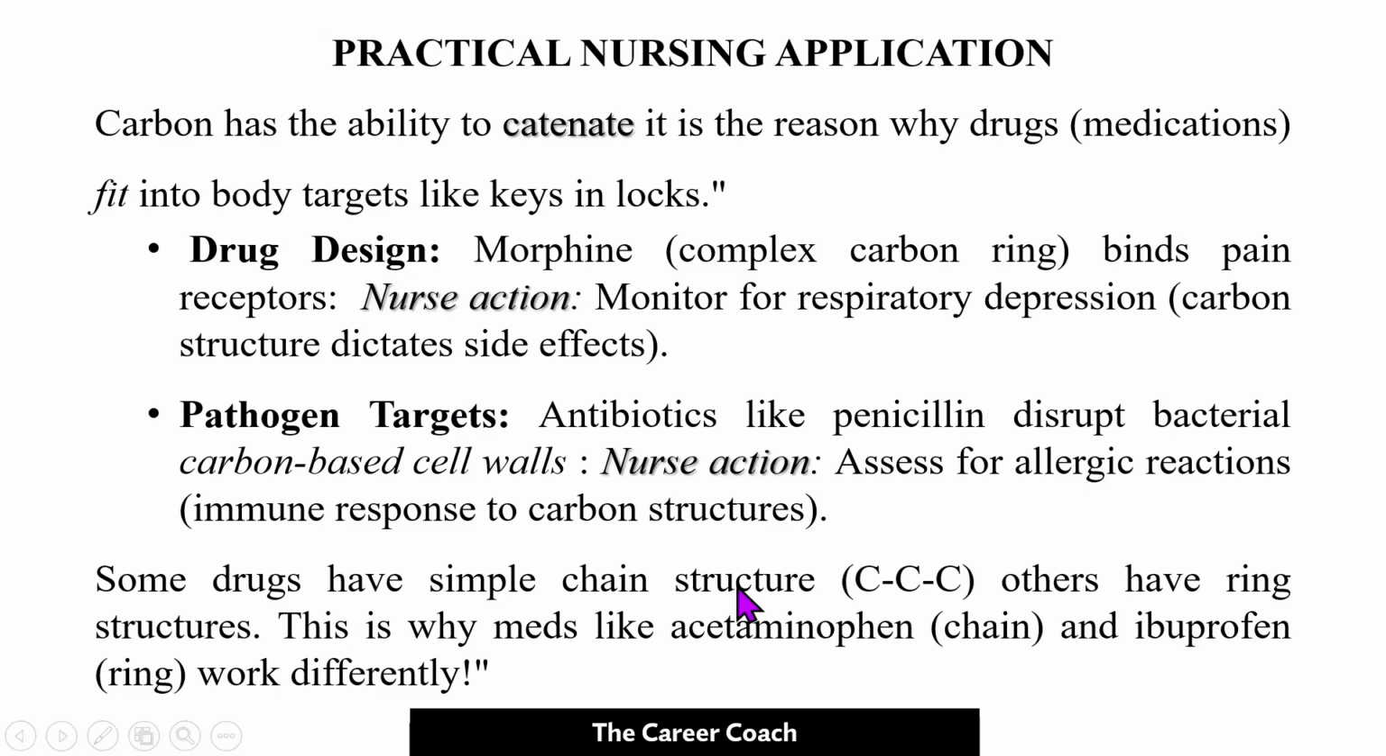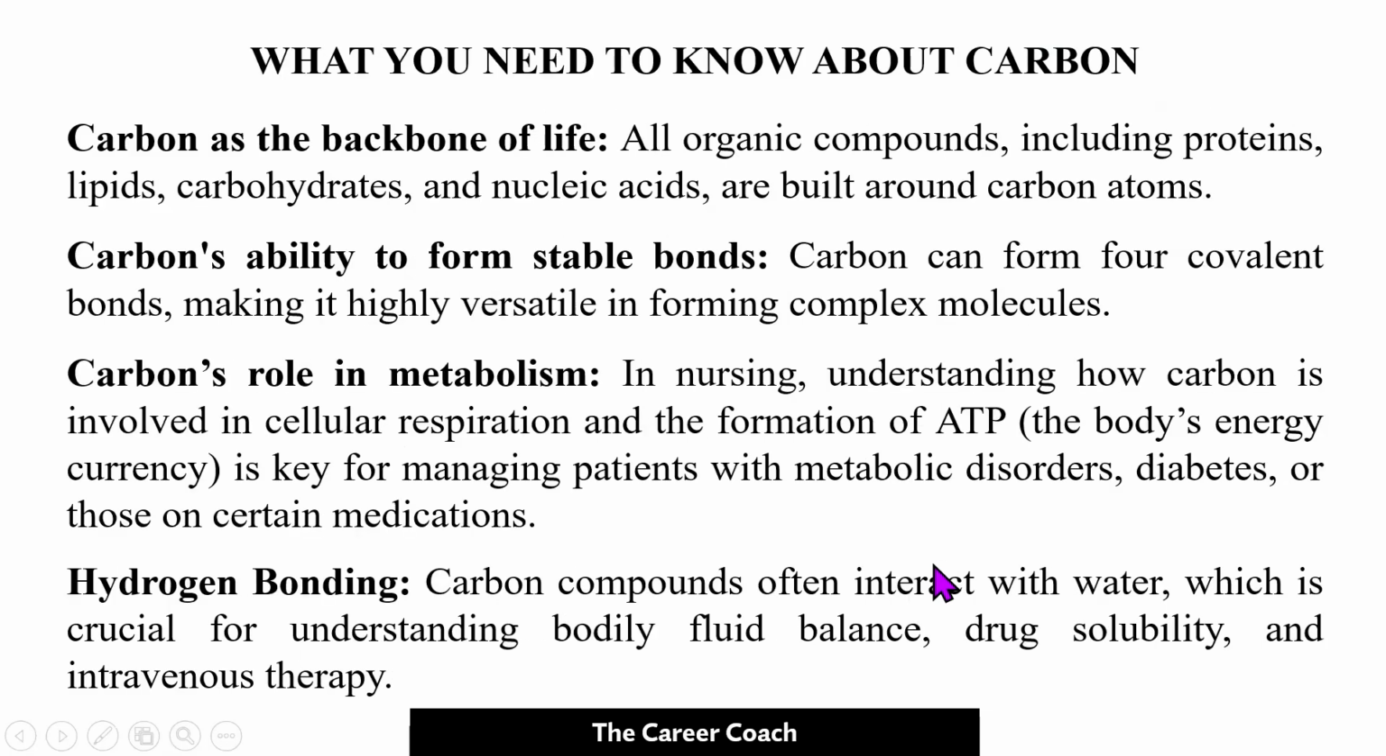Some drugs have simple chain structure, while others have ring structure. This is why medications like acetaminophen, which is a chain carbon compound, and ibuprofen, which is a ring carbon structure, work differently. So you see why the mechanism of drugs differs, and they do not follow the same pathway in their mechanism of action. Straight chain carbon and ring chain carbon are a definition of the pathway through which medication works.